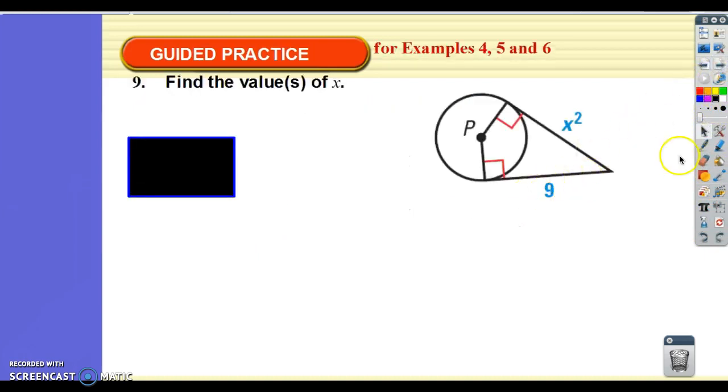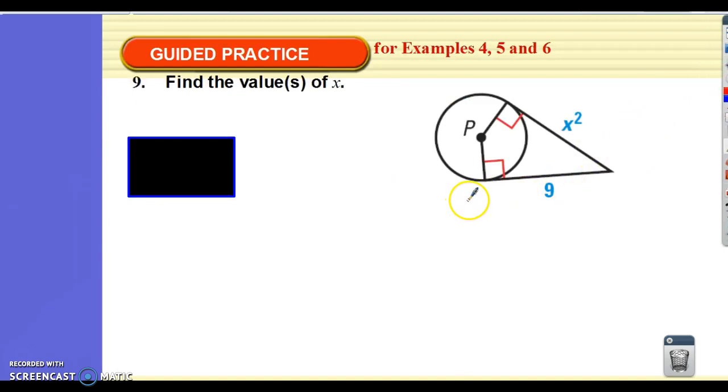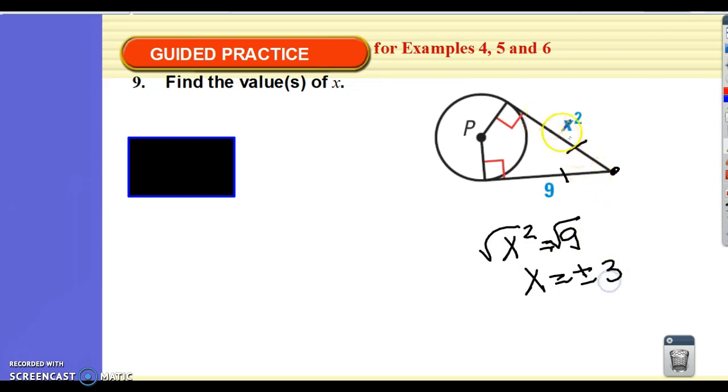Moving on to our last slide. Find the value of x. Okay, so let's look at this one. This, once again, is two tangents intersecting at the same point, so they are equal. So x squared must equal 9, square root, x equals positive or negative 3. Can we have a negative length? No. Therefore, x must be 3.